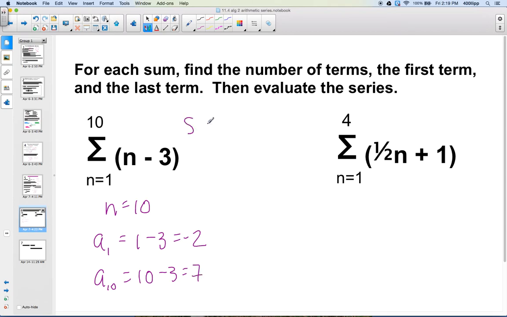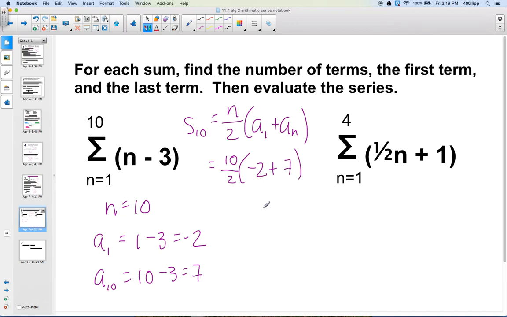So using our summation notation, s sub 10, so we're adding 10 numbers up, we're going to use our equation here, our first term plus our last term, and then plug in. So we have 10 over 2, our first term is negative 2, our last term is 7, 7 minus 2 is 5, and 10 over 2 is 5, and 5 times 5 is 25. So our sum of the first 10 terms of this sequence is 25.